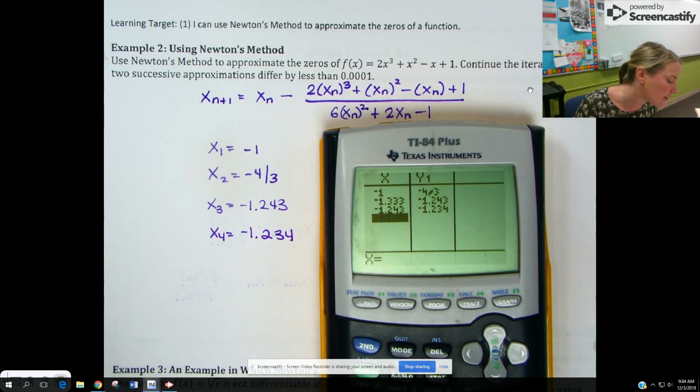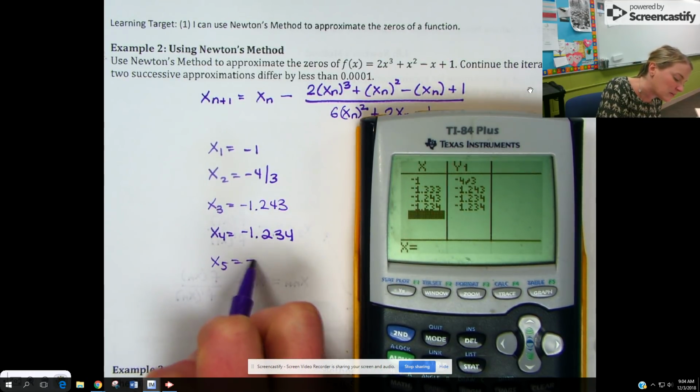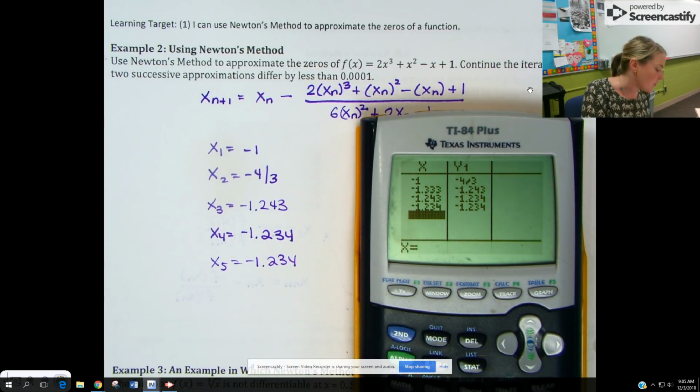And let's see, it wants me to be off by not very many decimal places. So let's just go until we get the same thing twice in a row. And look, this time with my entry, I got the exact same thing that I got beforehand. And so my approximation will be -1.234.